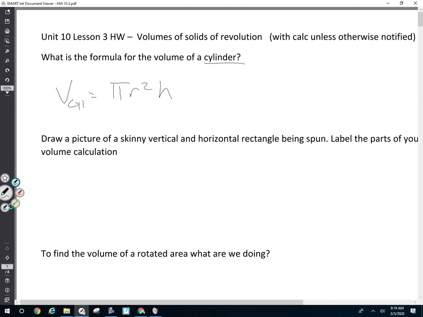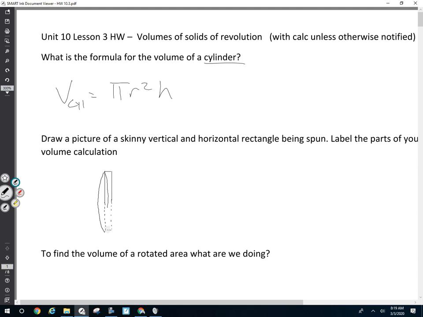Okay? What we're going to be doing is taking our skinny rectangle that we've been using to find areas, using the formula of base times height, or height times width, and we are now changing it. I want to draw a good skinny rectangle here, and spin it. Here is my skinny rectangle being spun. So here's the reflection when it spins down here.